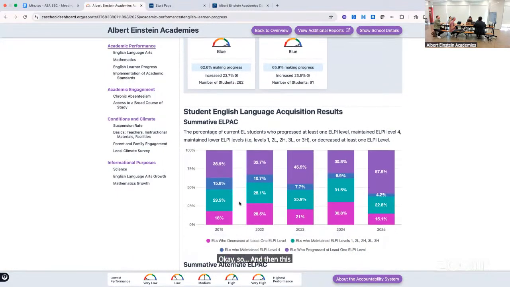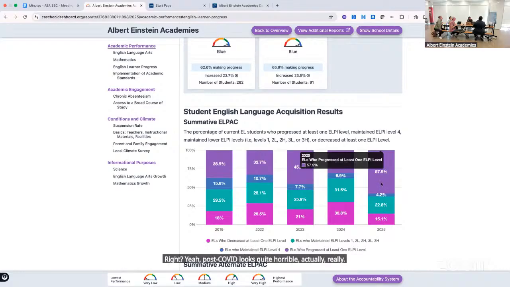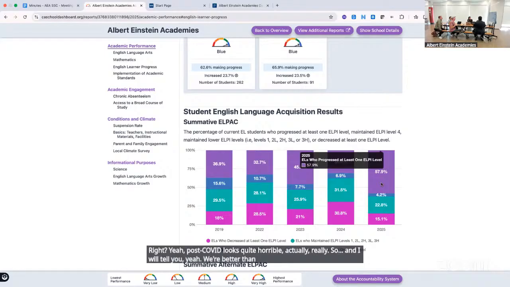And then this goes into further granular data about year-over-year comparison. So you can see 2019, 2022, obviously we have that COVID gap, 2023. And these are the ELs who progressed at least one level: 36, 32, 45, 30, and then last year was 57%. So these are fantastic indicators, because this is prior to COVID. This is post-COVID. Post-COVID looks quite horrible, actually. And I will tell you, we're better than pre-COVID rates.